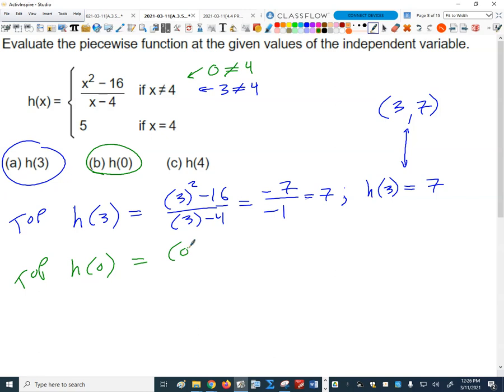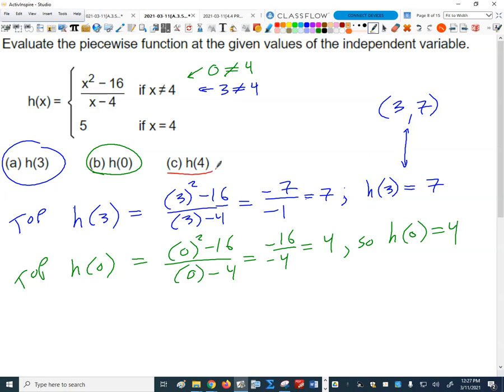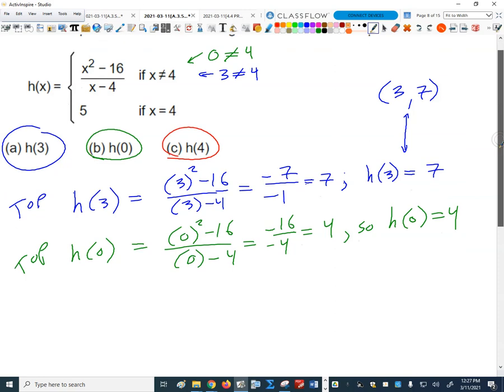So that's going to give me, let's see, 0 squared minus 16 over 0 minus 4 equals negative 16 over negative 4. Well, that's positive 4, right? Negative over negative is positive. So h of 0 equals 4. Okay, last one. How about h of 4, top or bottom?